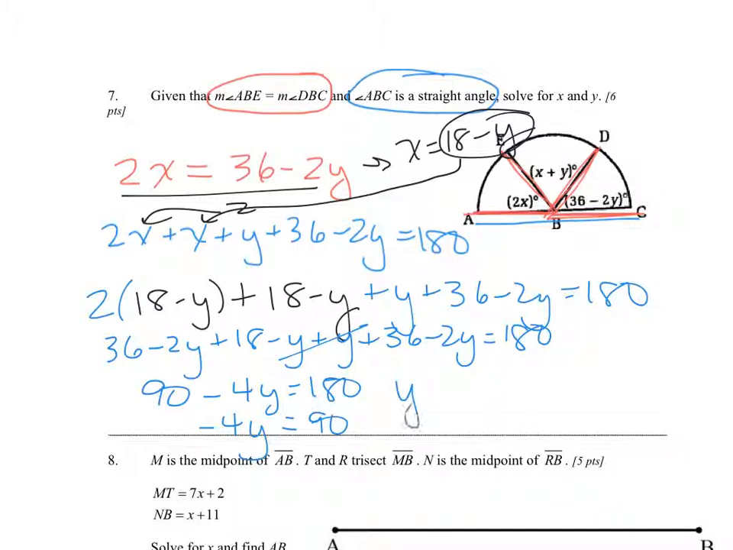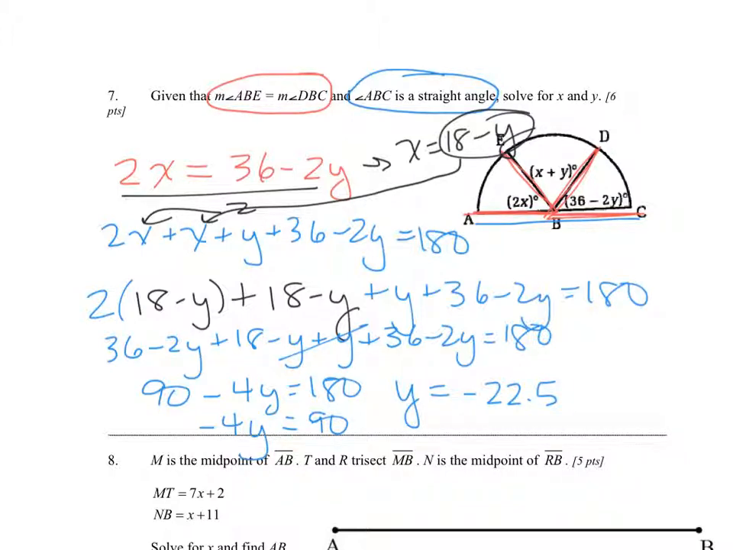So y equals negative 22 and a half. Okay, and that seems a little weird to have a negative, but we'll just make sure at the end, once we find x, that it works. So we're going to use this isolated equation for x to solve for x.